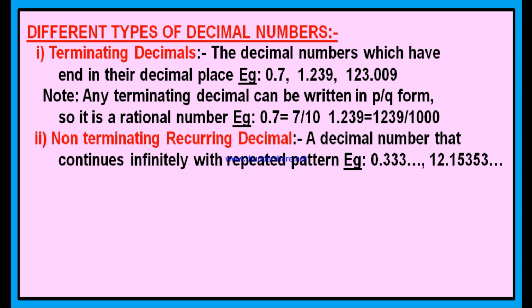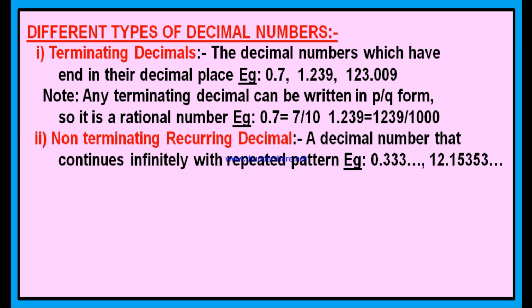You can observe this example, 0.333 and so on. This 3 is repeating. Therefore, it is called a recurring decimal. And is there any end? We have 0.333 and so on. There is no end. Therefore, it is non-terminating. And since the decimal place 3 is repeating, it is called a non-terminating recurring decimal. And another example is 12.153535353 and so on. This decimal number also has no end. It continues up to infinity.